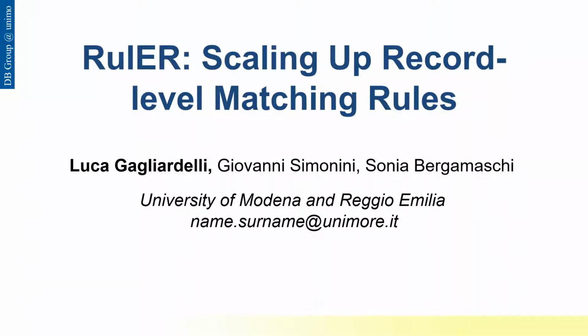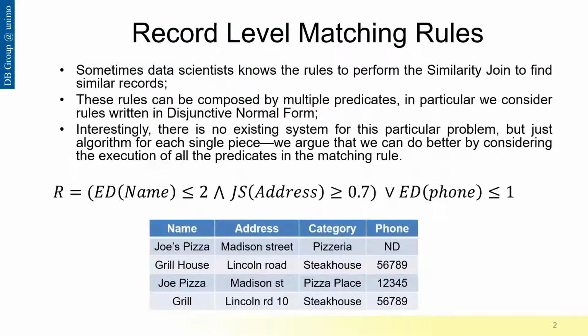RulER is a tool for Apache Spark that uses a novel technique that allows to find similar records by applying joining rules on one or more attributes. Sometimes we know the rules to perform the similarity join to find similar records, like in this example. By applying this rule, we are able to find the records that refer to the same entity.